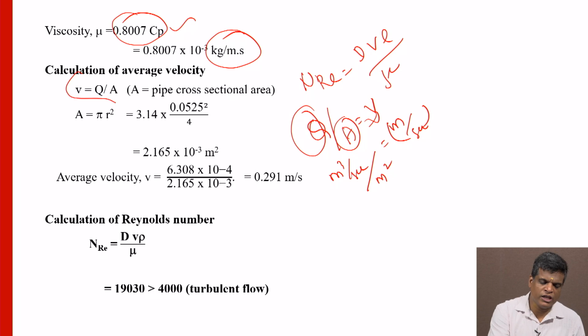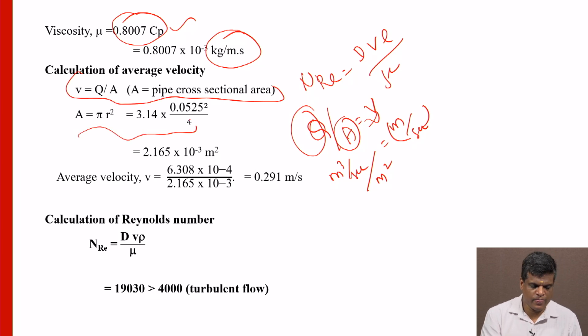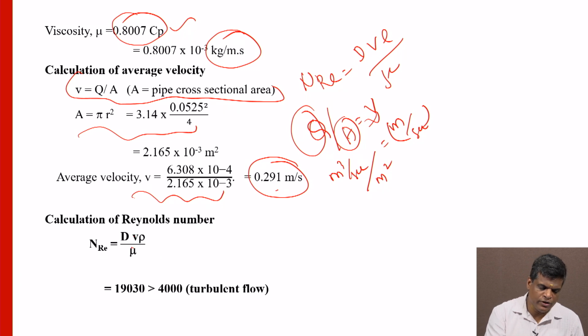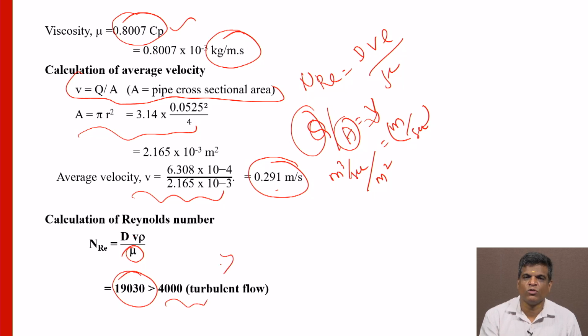So, the area is already available, πr². From there we can get the velocity. The velocity is 0.291 meter per second. So, you know velocity, you know diameter, we know viscosity, then we can calculate the value of Reynolds number. We got 19,030. So, it is crossing above 4,000, then we call it turbulent flow.